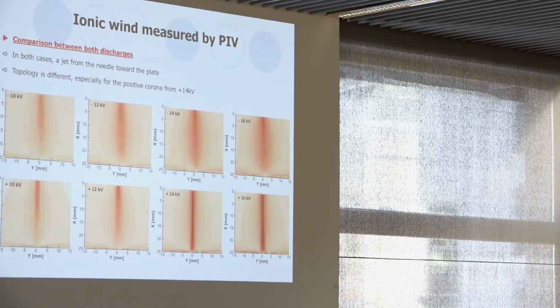And if we compare both, here negative, here positive, we can see that the topology of the produced ionic wind is different. So now we are going to explain why.